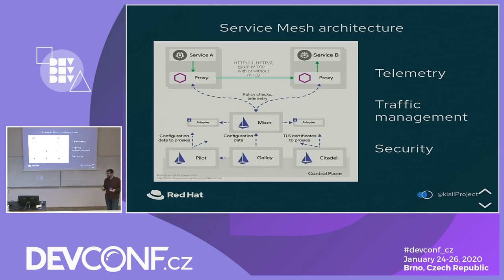So the question is, who is the one configuring this proxy? The control plane. Here you have four modules of Istio that manage all this configuration and make this happen. The first one is Galley. Galley is the one in charge of receiving configuration and checking for its validity. Is it valid?